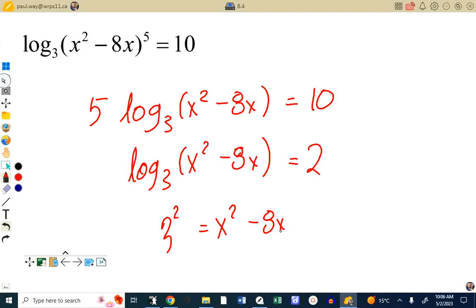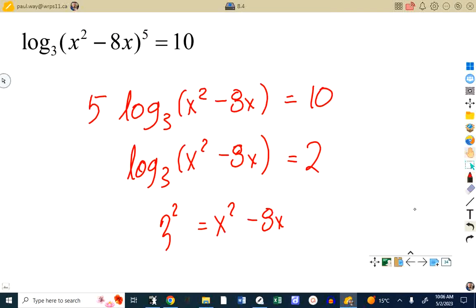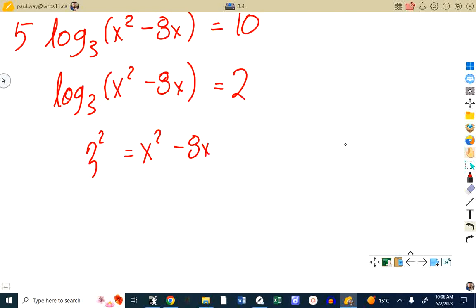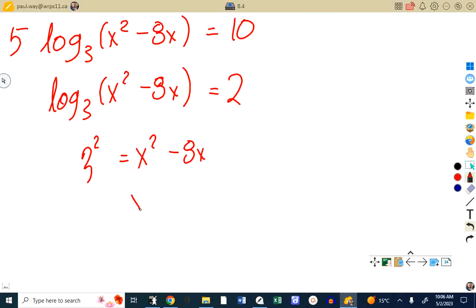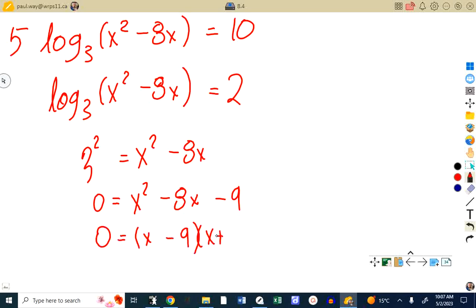And again, we're back in Math 11 at this point in time. We can zero this quadratic equation: x squared minus 8x minus 9 equals 0, because 3 squared is 9. I guess that factors into x minus 9, x plus 1, which means x equals 9, x equals negative 1.